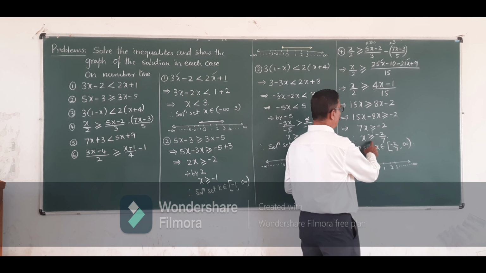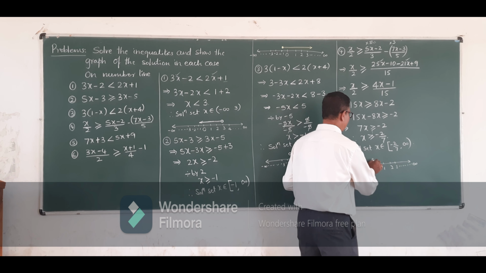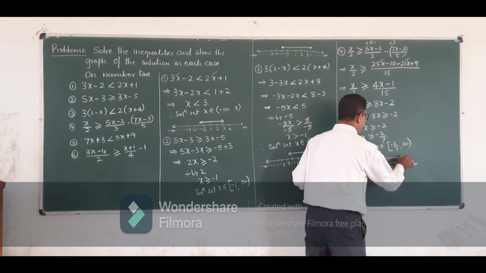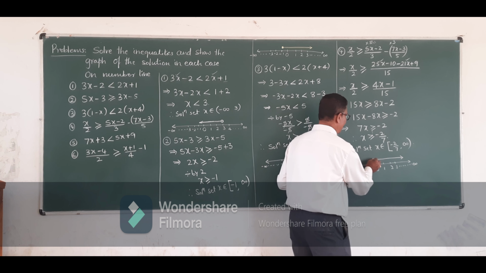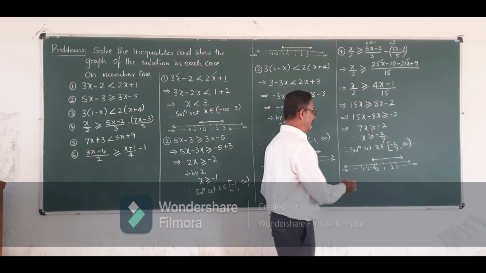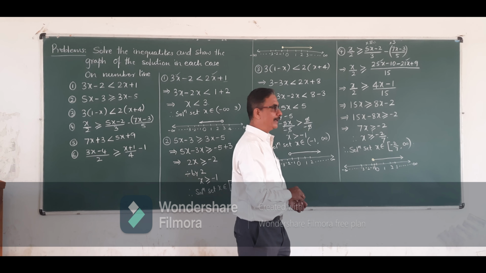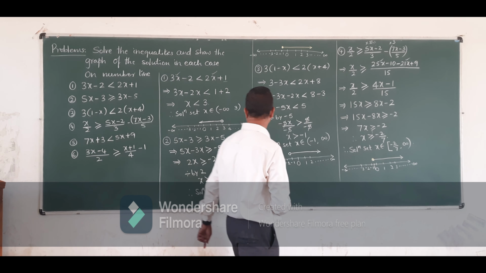So more than or equal to, greater than this, which side does it come? Towards right side. So circle with shade. Why shade? Because it is slack inequalities, closed interval. That's why circle with shade. Circle with shade. Okay. This is problem number 4.